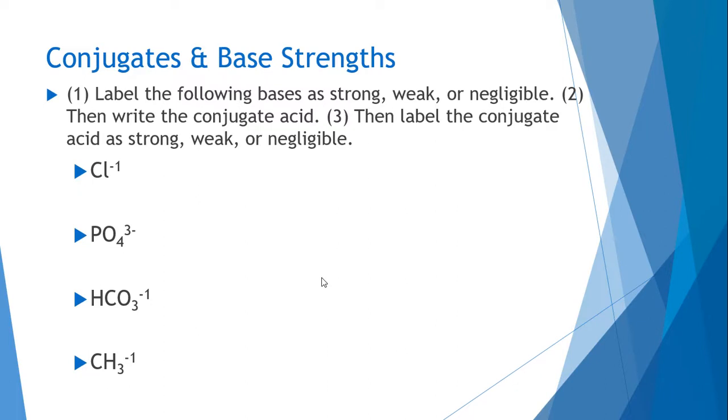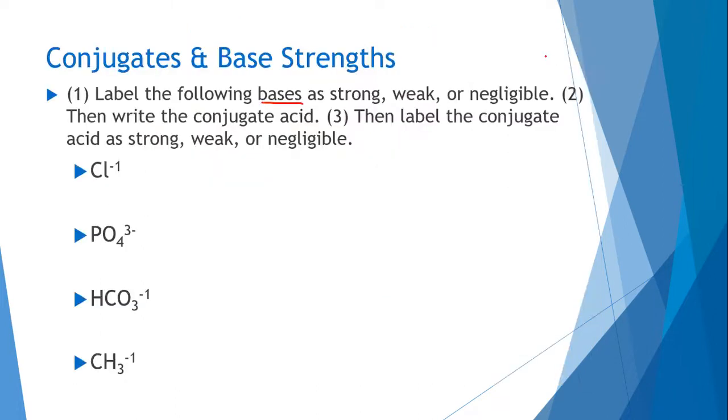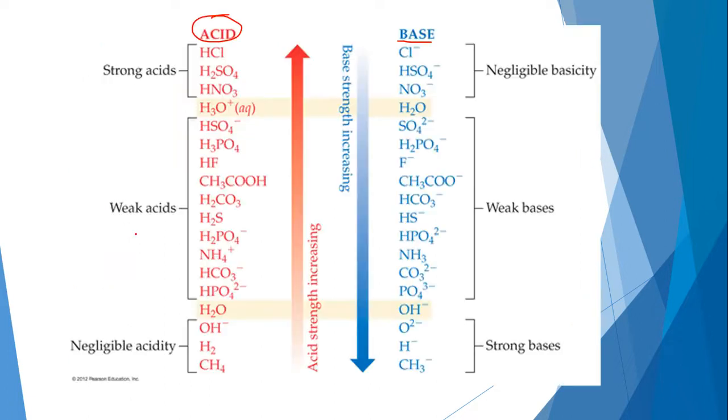Now let's try this same example problem. It's going to work the same way, but instead of giving acids, we are originally going to give you bases. So you're going to have to look at these bases and label them as strong, weak, or negligible. So here I'm going to look for chlorine up on my table above. Notice it says it has a negligible. So this is negligible basic solution. Then I'm going to look for PO4 3 negative. If I look over here, PO4 3 negative, that puts me at the weak base category.